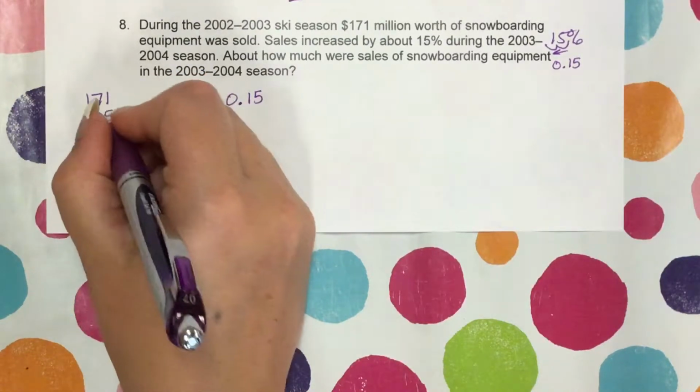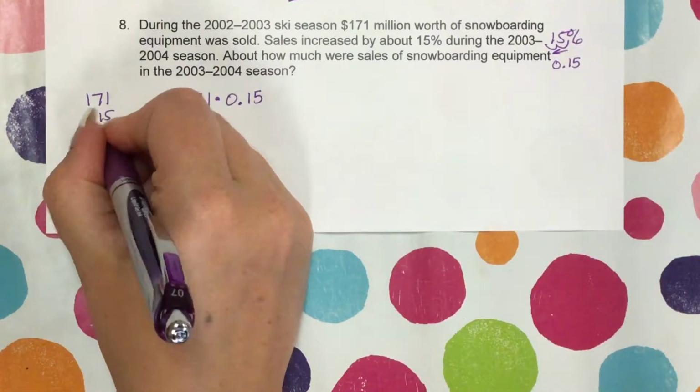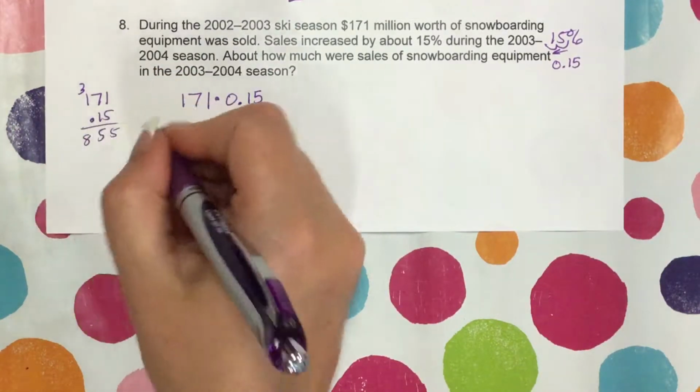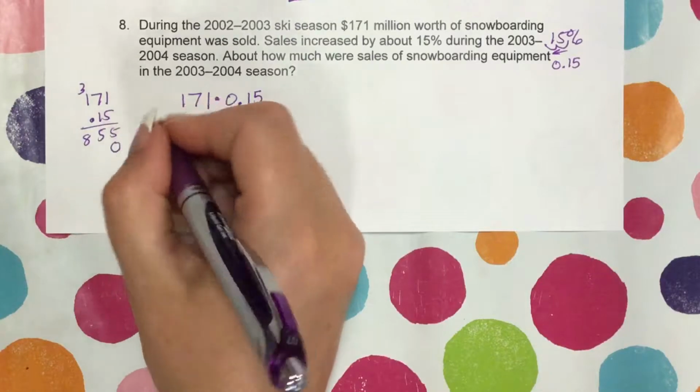5 times 1 is 5. 5 times 7 is 35. Write the 5, carry the 3. 5 times 1 is 5 plus 3 is 8. I'm going to the tens place. I'm going to put a 0.